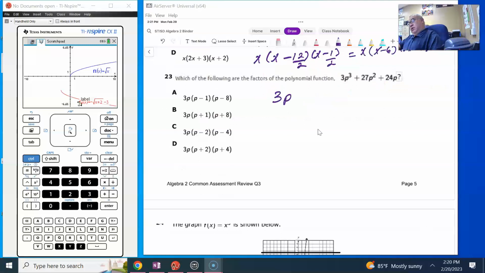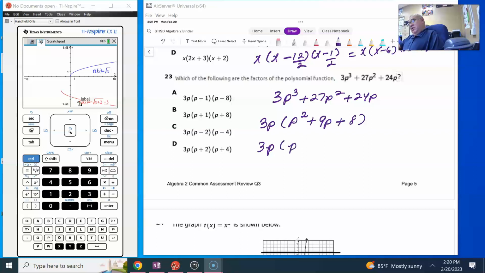You have 3p to the third power plus 27p squared plus 24p. The greatest common factor is 3p, so you have p squared plus 9p plus 8. So you have 3p and you have (p plus 8) and you have (p plus 1), because 8 times 1 gives you 8 and 8 plus 1 is 9, so your answer is B.